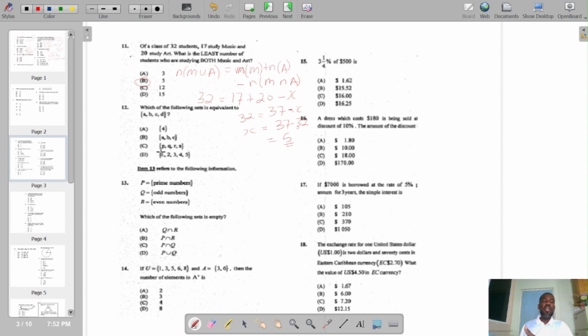Okay. Now, going on to number 13, which of the following sets is empty? Now, P is equal to the set of prime numbers, Q is equal to the odd numbers, and R is equal to the even numbers. Now, we know that there's no odd number that can be an even number. So therefore, Q intersect R must be an empty set. Okay, so our answer there is A.